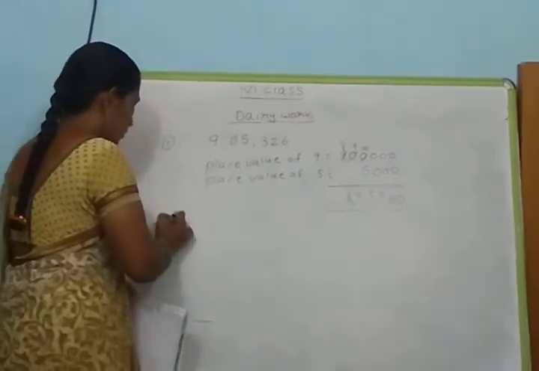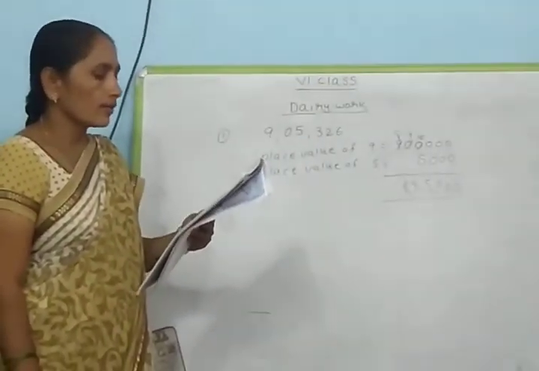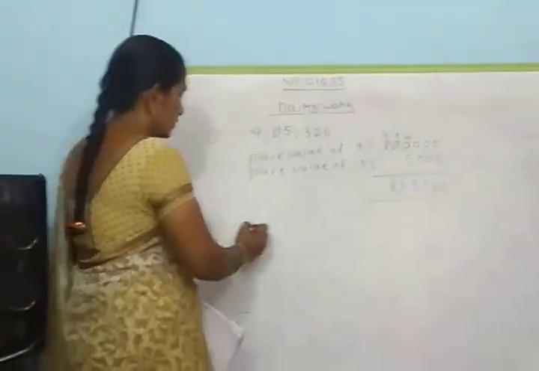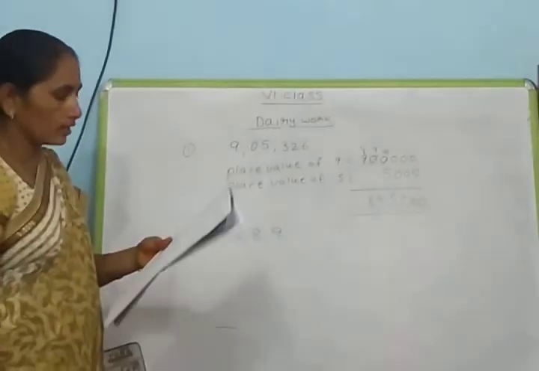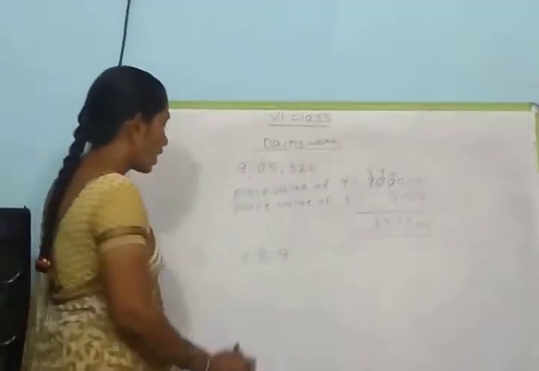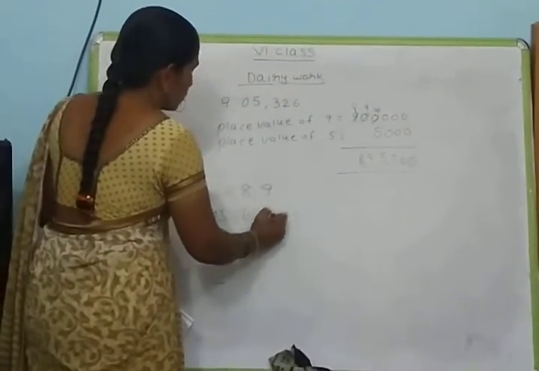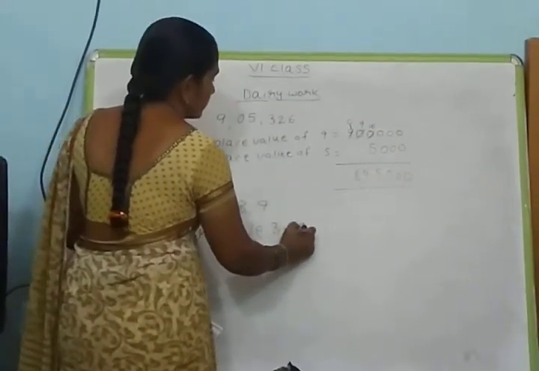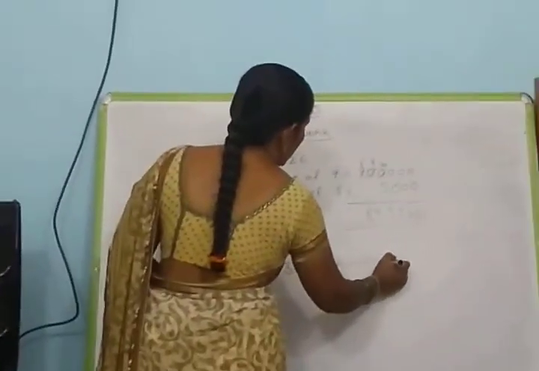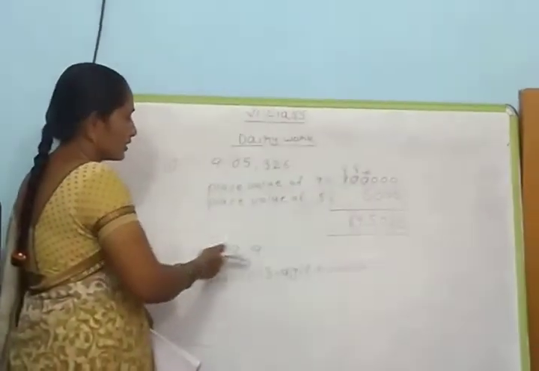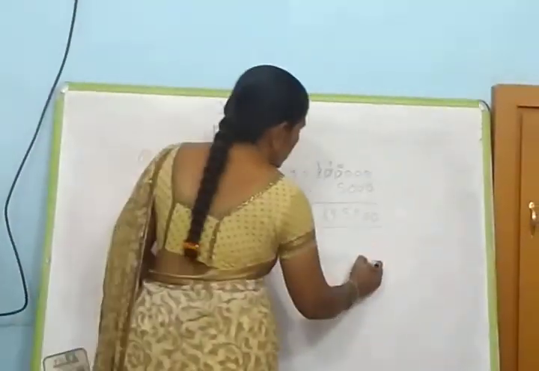In the second homework problem: write all the possible 3-digit numbers formed by the given digits. What are the given digits here? 6, 8, 9. By using these digits, we have to write possible 3-digit numbers. Yesterday, one member asked a doubt about this question. Listen carefully. So, 3-digit numbers, by using these numbers, we have to write 3-digit numbers.